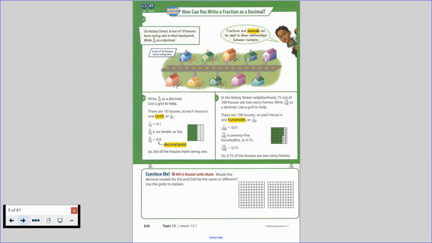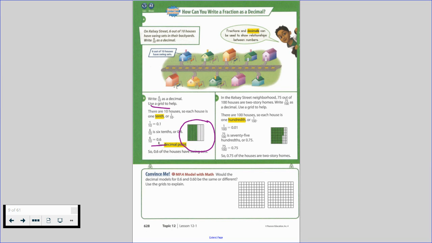So for example, on Kelsey Street, 6 out of the 10 houses have swing sets in their backyards. You can write 6/10 as a fraction. You can write 6/10 as a decimal by putting a 6 in the tenths place. In the next couple lessons, you're going to see our math book represent tenths with diagrams that look like what I just circled. The tenths are going to represent the entire column.